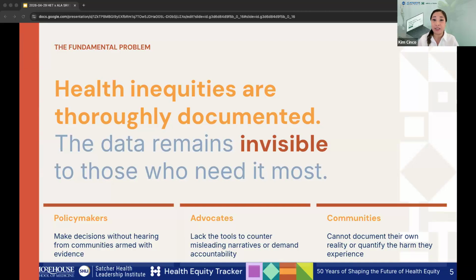Policymakers are making decisions right now without hearing from communities who are armed with evidence. Advocates go into city council meetings and legislative hearings with personal testimony, which is powerful, but they often don't have the data to back it up. And communities experiencing the worst outcomes have historically had the least access to the information that documents their own reality. That's not coincidence, it's a structural problem, and it has real consequences for who has power in the policy room.